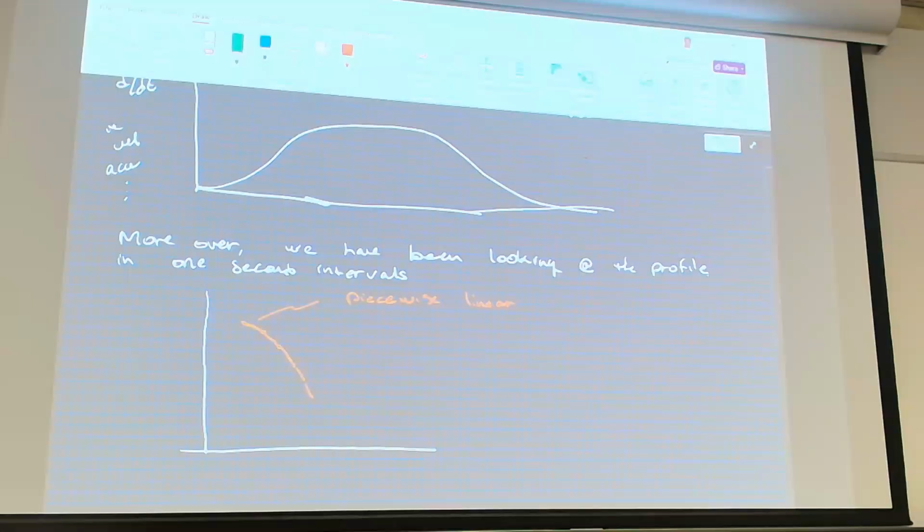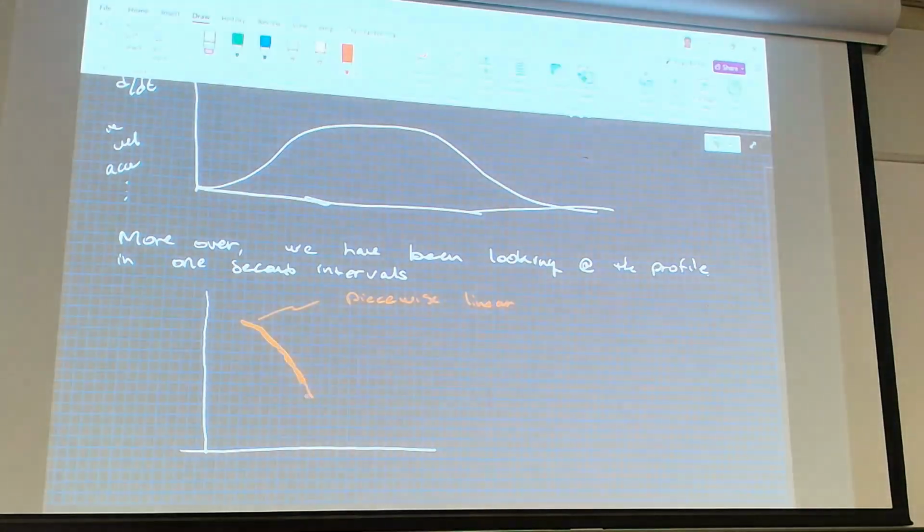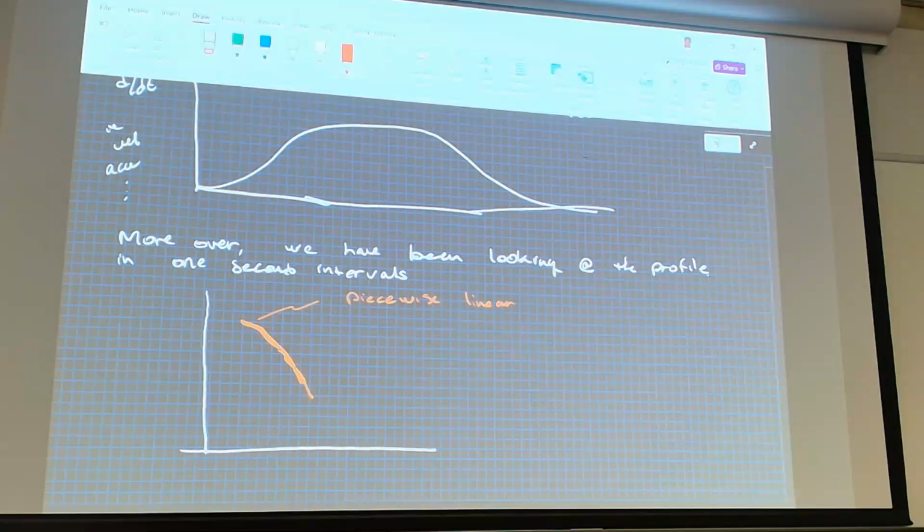But the reality is we want something smooth. I kind of did that too good. Let me exaggerate this. Straight line, straight line, straight line. That still looks too good. Okay. What we want is that, right? We want smoothness.